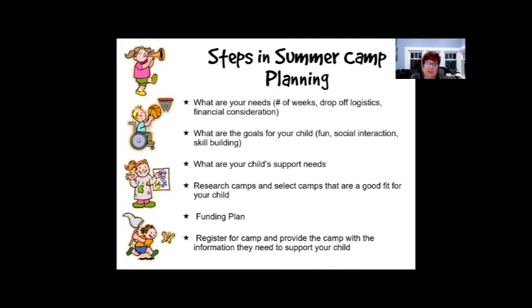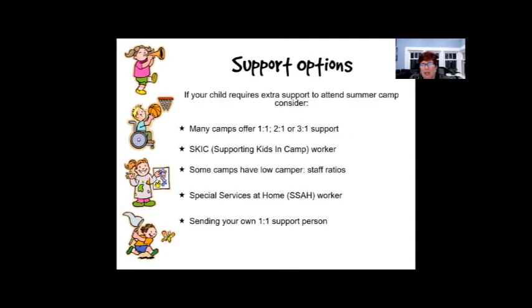Then you start your research. After you've thought of those 3 things, you're going to start your research and select camps that are a good fit for your child as well as yourself. And then these kind of come hand in hand. What is your funding plan? And then you're actually going to register and then provide the camp with the information they need. So those are kind of the steps that we look at initially when you are doing your summer camp planning.